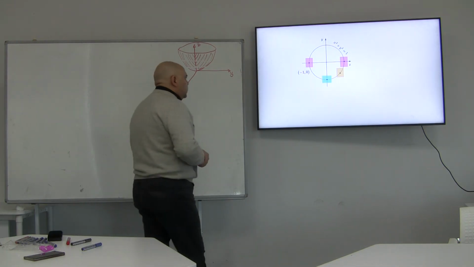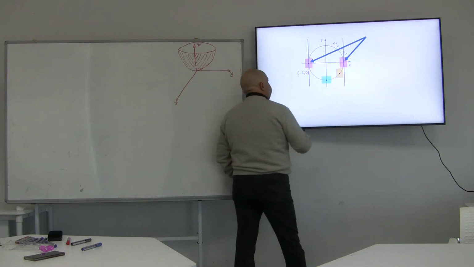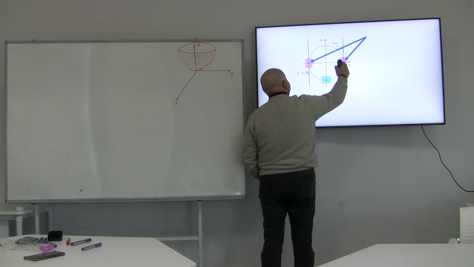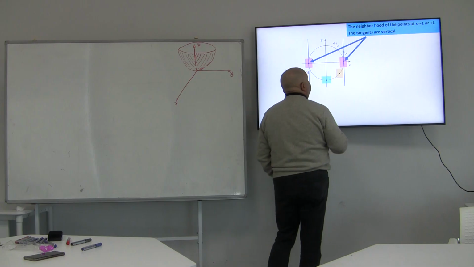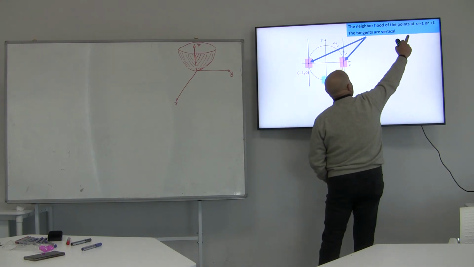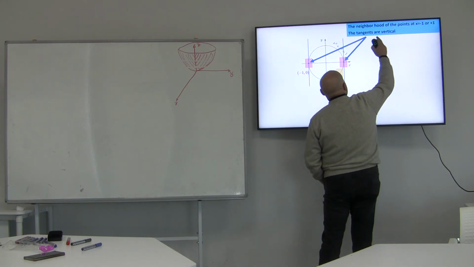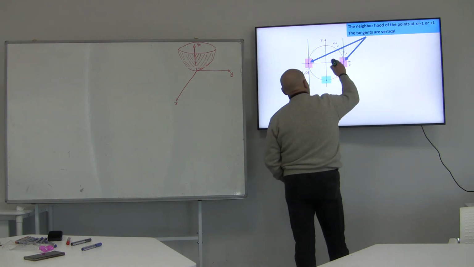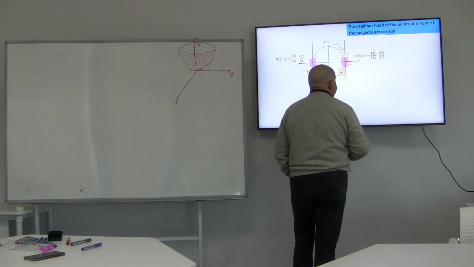Because at 1 and 0 and negative 1 and 0, these are like asymptotes or 2 tangents at this point. And in the neighborhood of the points at x negative 1 and positive 1, these are vertical tangents, as I told you. So you will find the positive and negative values in specific.